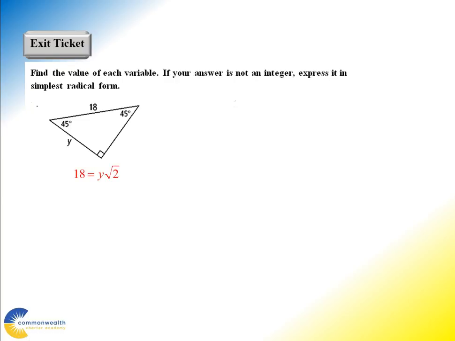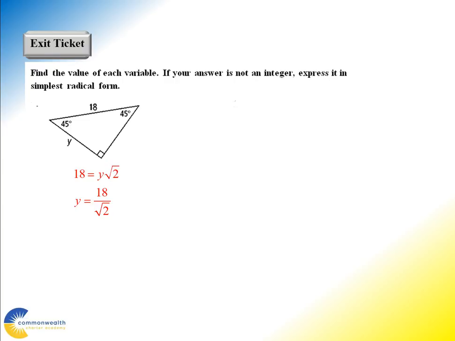So to find the length of the leg, I have to realize that the hypotenuse is going to be, well, y happens to be the shortest side here because it's opposite the 45-degree angle. So 18 is going to be y times the square root of 2. So I would divide both sides by the square root of 2, and I get here. They want this in simple radical form. Simple radical form, we don't allow radicals to be in the denominator.